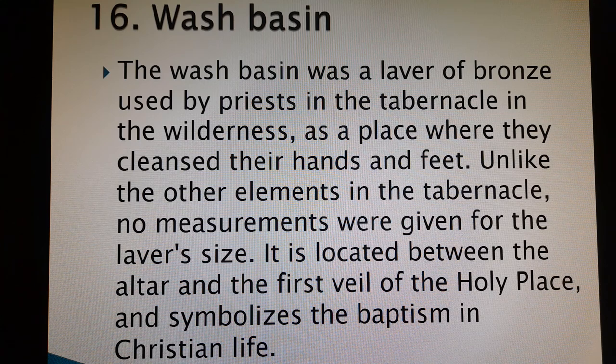16th word, washbasin. The washbasin was a laver of bronze used by priests in the tabernacle in the wilderness as a place where they cleansed their hands and feet. Unlike the other elements in the tabernacle, no measurements were given for the laver's size. It is located between the altar and the first veil of the holy place and symbolizes the baptism in Christian life.